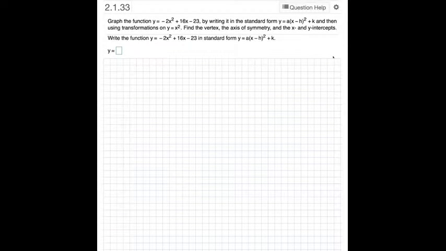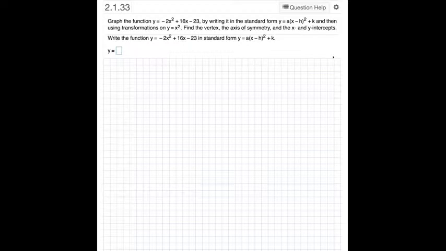We're asked to graph this function by writing it in standard form and then using transformations find all of these components. Okay, so first task is we want to write this in standard form. There's a couple of techniques. You can either use the vertex formula and just fill in the standard form formula. I'm going to do completing the square. This is a great opportunity to do a demo on completing the square.